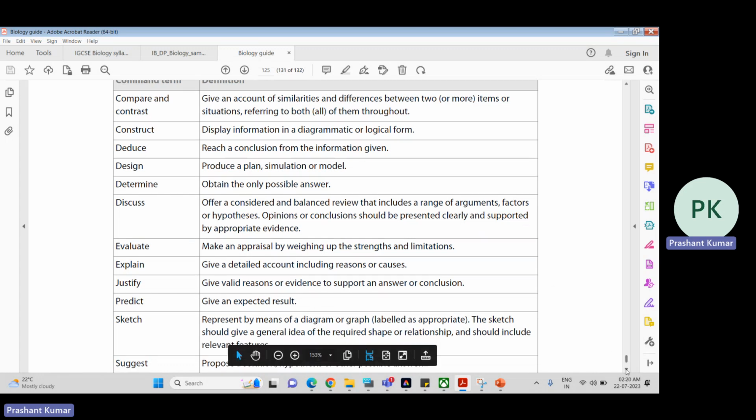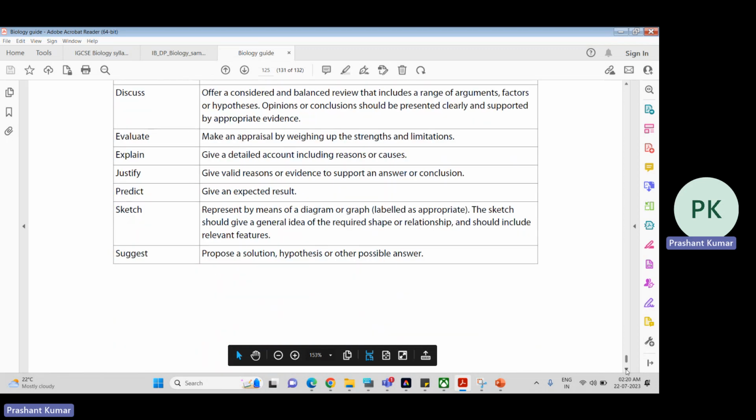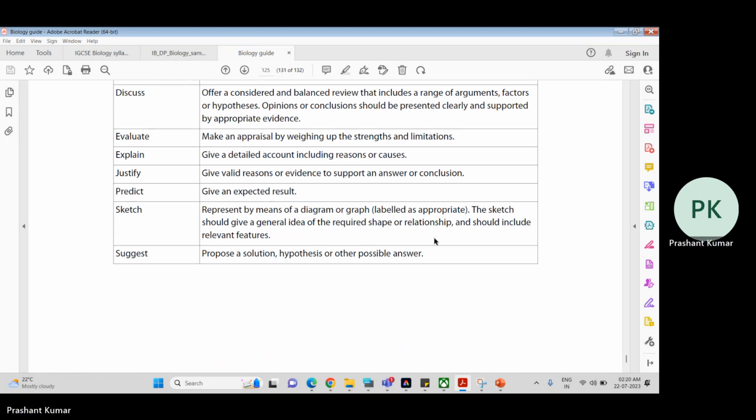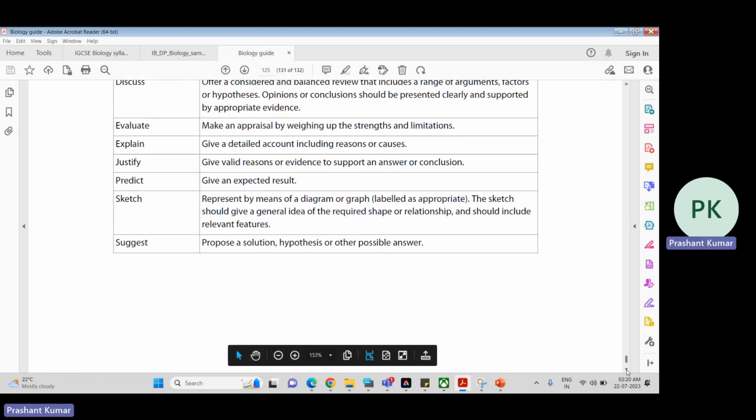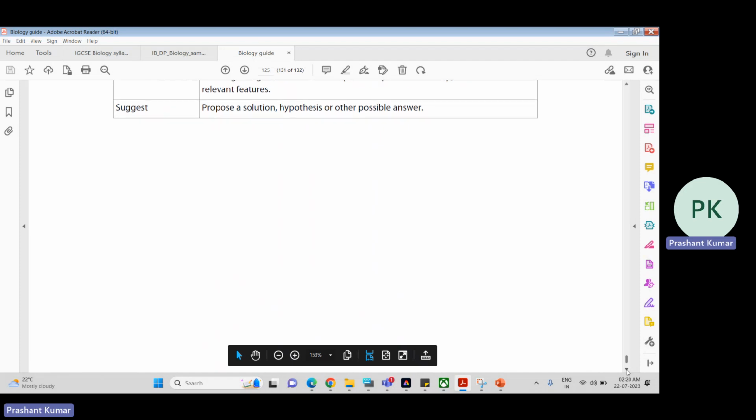Predict. When we say predict, give the expected result. Sketch: represent by means of a diagram or graph. The sketch should give a general idea of the required shape or the relationship. So you have to be very clear in terms of sketch. Suggest: propose a solution, hypothesis, or any possible answer.